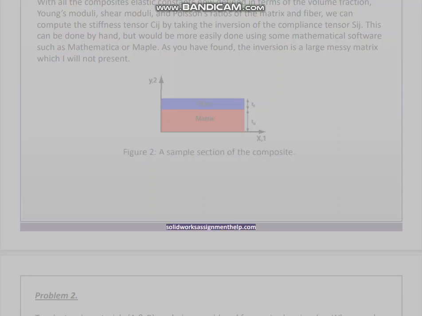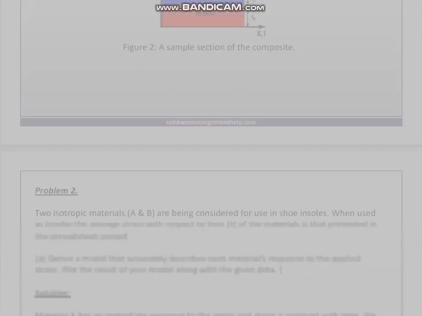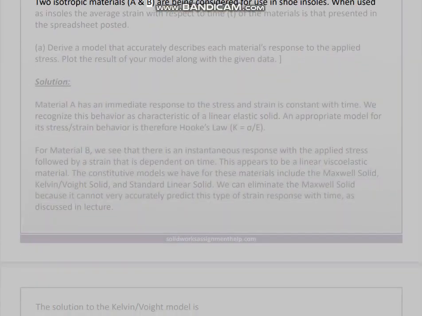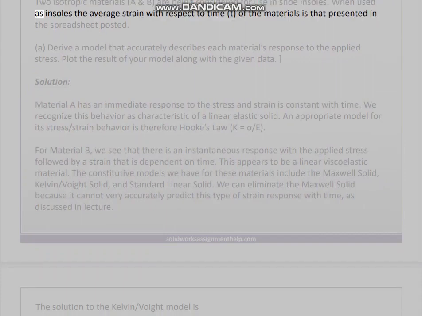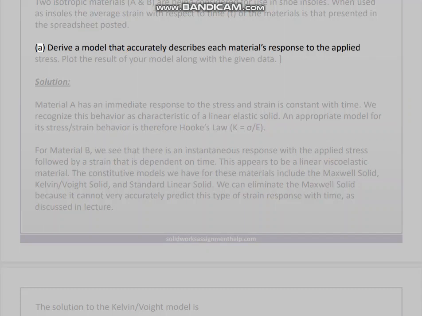Problem 2. Two isotropic materials, A and B, are being considered for use in shoe insoles. When used as insoles, the average strain with respect to time, T, of the materials is that presented in the spreadsheet posted. A. Derive a model that accurately describes each material's response to the applied stress. Plot the result of your model along with the given data. Solution.